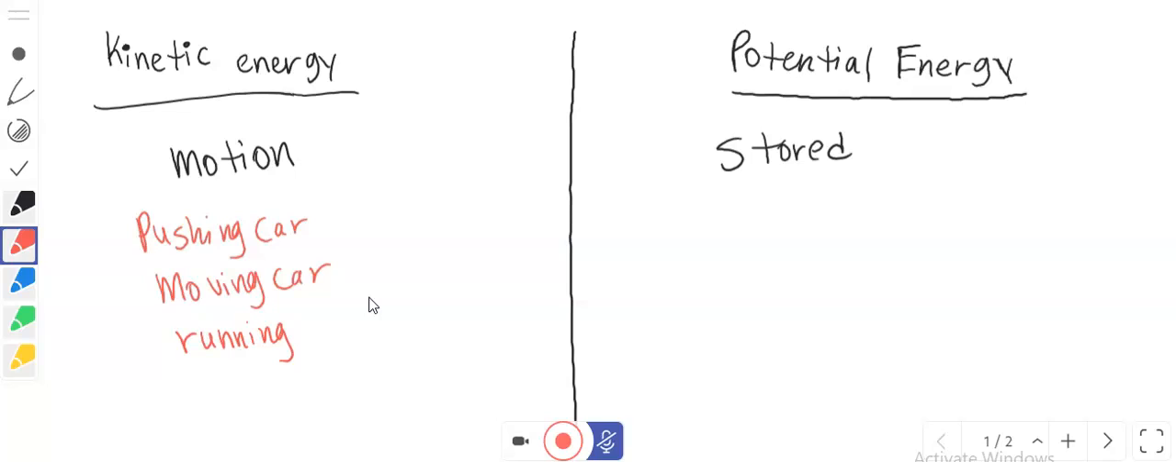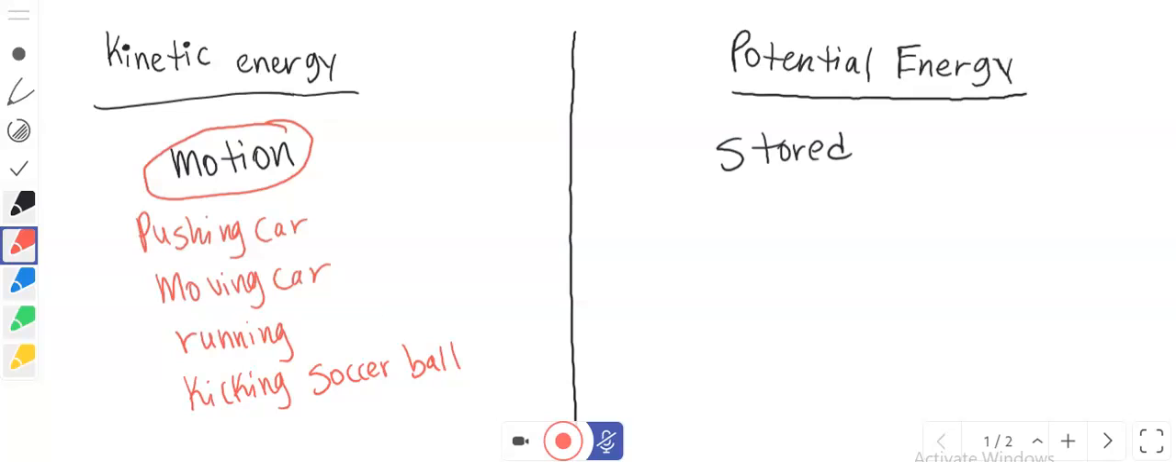So one example that we have of kinetic energy is pushing a car, moving a car, running. Also, let's include kicking a soccer ball. All this involves motion, kinetic energy being released. So just remember that, motion. So these are interesting examples.